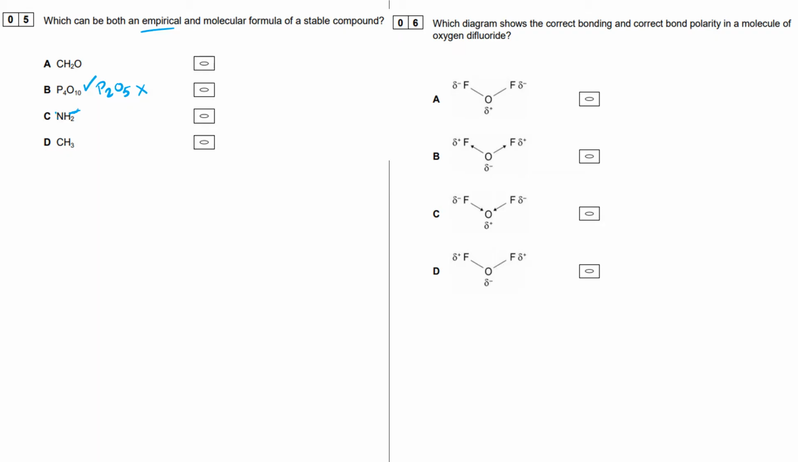CH3, you should know, carbon forms 4 bonds. So CH3 is a methyl group. It's often attached to something else, or it's got a lone electron or a free radical. So CH3 is not the molecular formula of a stable compound either.